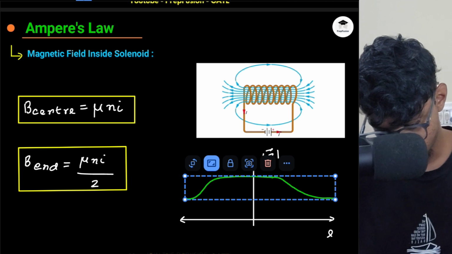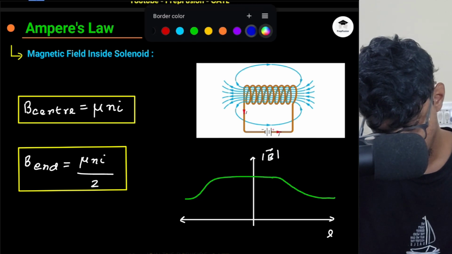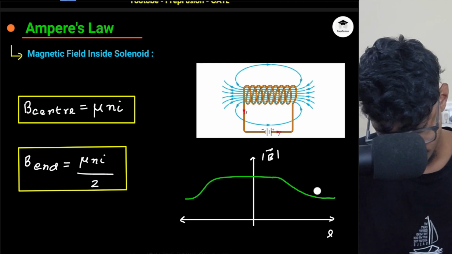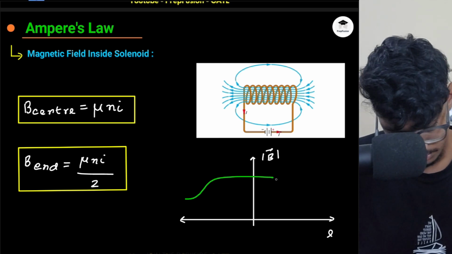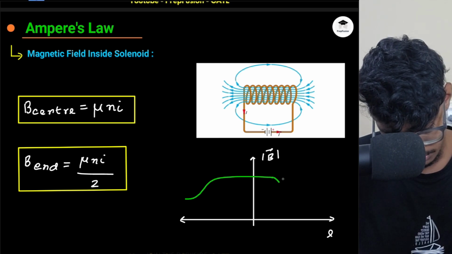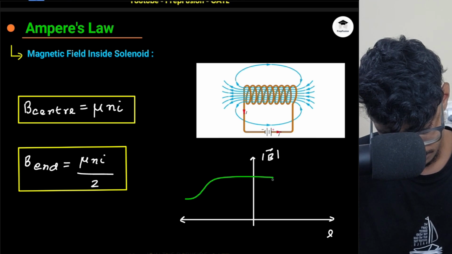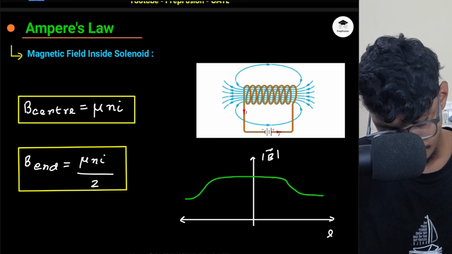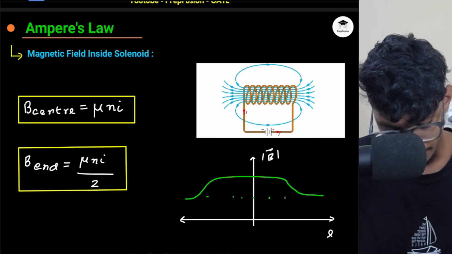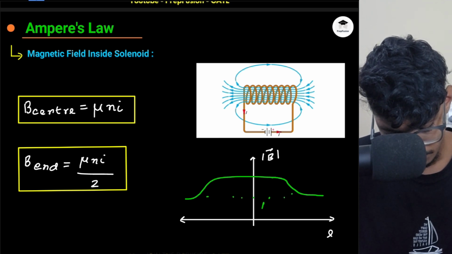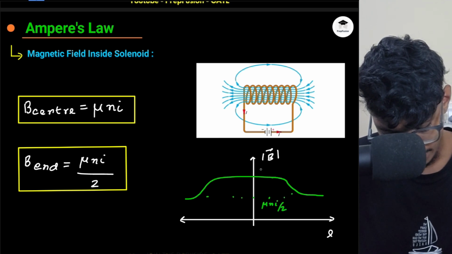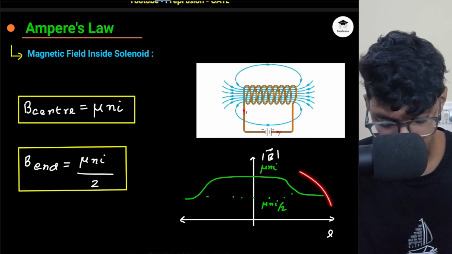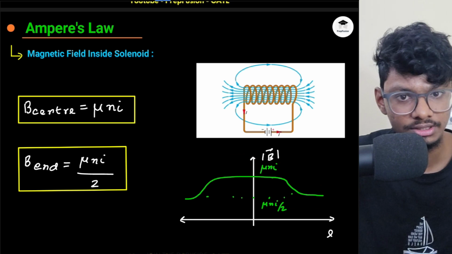Although this is not perfect, at the ends my magnetic field becomes mu n I by 2, and at the center my magnetic field is mu n I. Okay, and I don't want this actually. I want a constant magnetic field throughout.